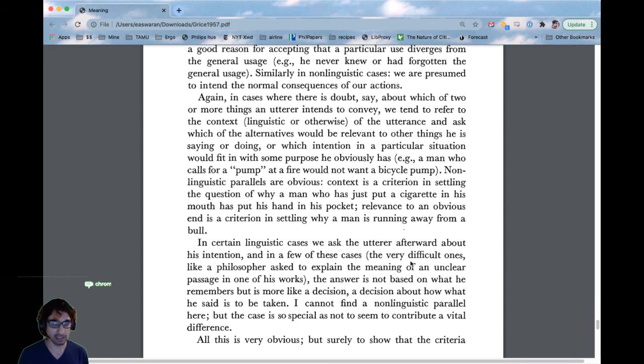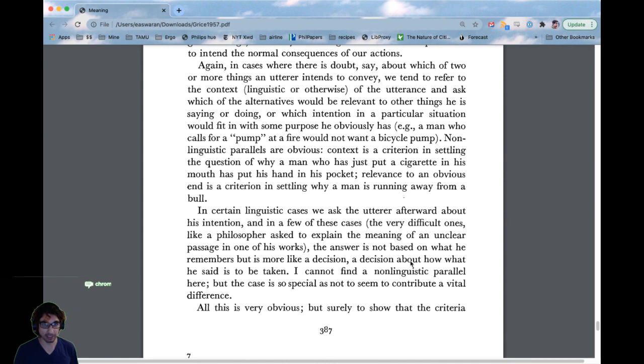Again, in cases where there is doubt, say, about which of two or more things an utterer intends to convey, we tend to refer to the context, linguistic or otherwise, of the utterance and ask which of the alternatives would be relevant to other things that he's saying or doing. Which intention in a particular situation would fit in with some purpose he obviously has. E.g., a man who calls for a pump at a fire would not want a bicycle pump. I think in British English they might refer to the fire hose as some sort of pump, but they probably want a water pump to get water pressure.